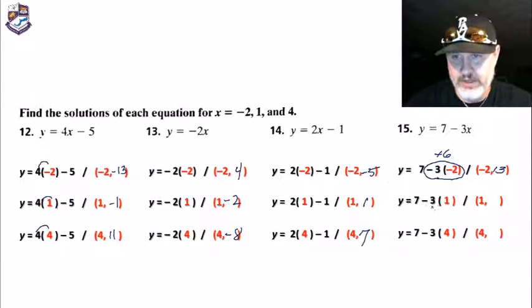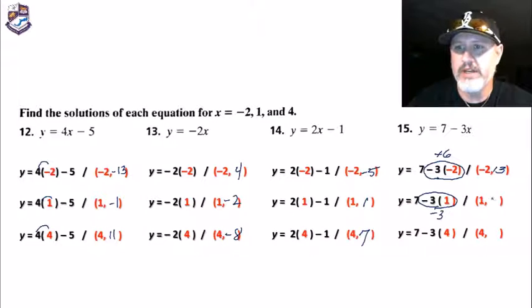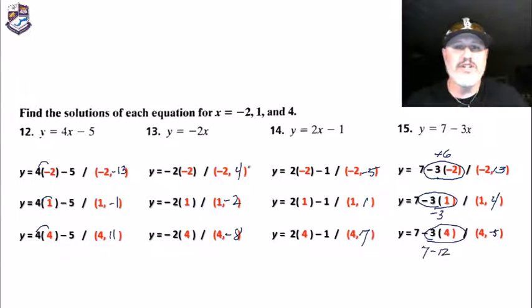Next one. Remember, you're multiplying first. -3 times 1 is -3. 7 minus 3 is 4. And -3 times 4 is -12. 7 minus 12 is -5. Okay, so any questions on those? I can't answer any questions, so if you have any questions, pause it, chat.